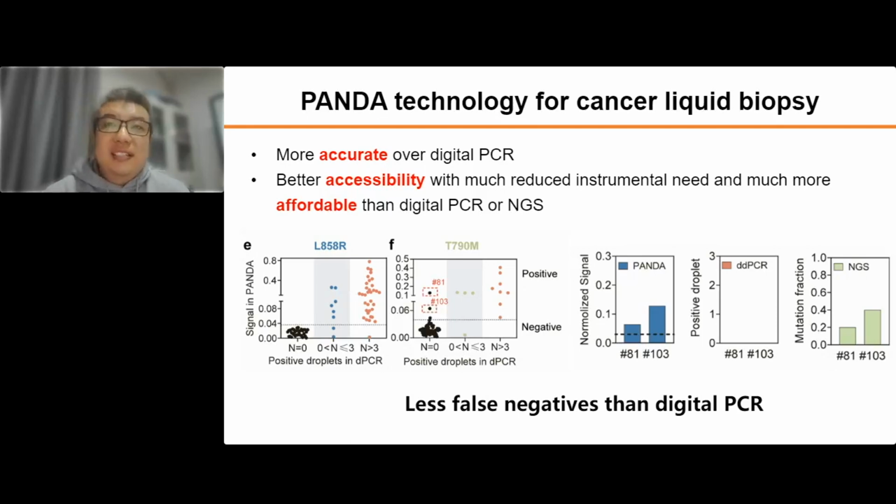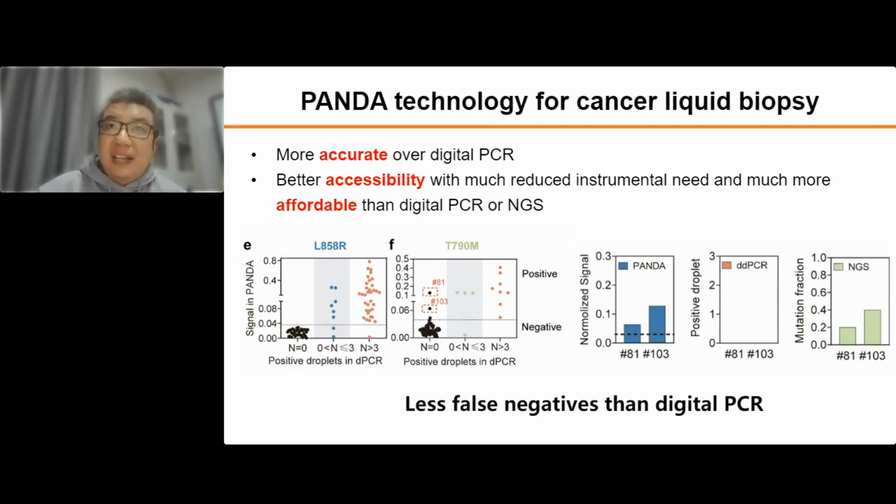And because this is an innovation at the level of diagnostic probes, we don't rely on any specialized equipment. So we can achieve better accessibility with much reduced instrumental need, and much more affordable than digital PCR or next generation sequencing. So this is an example of what our research looks like.